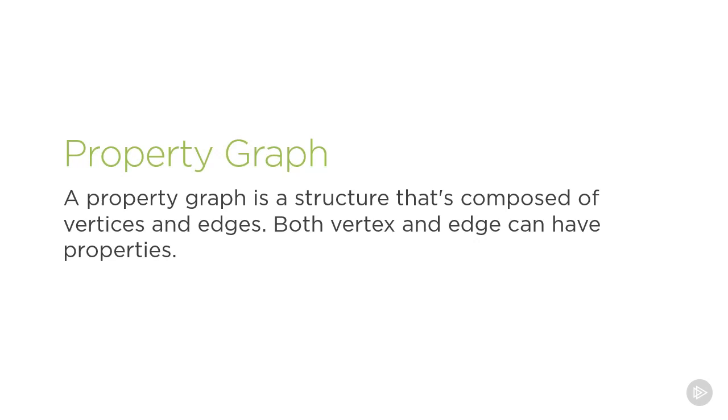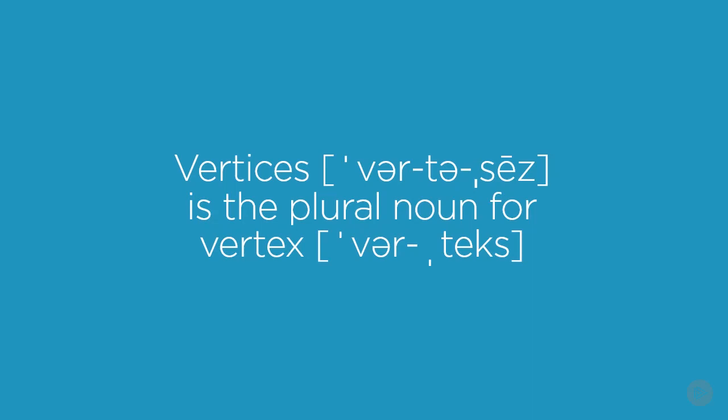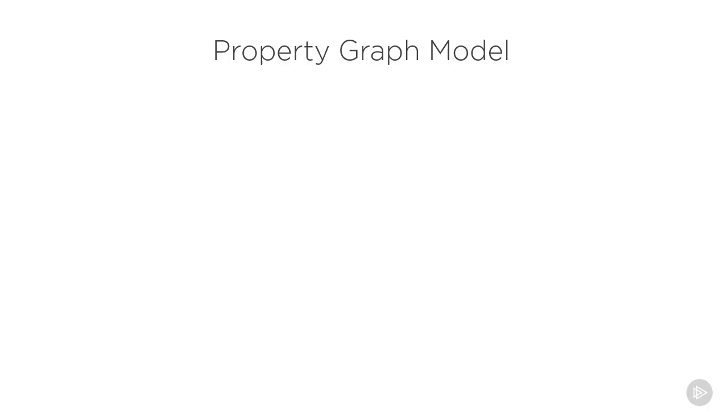A property graph is a structure that is composed of vertices and edges. Both vertex and edge can have properties. So as you notice, vertices is the plural noun for vertex. So let's see a property graph example.